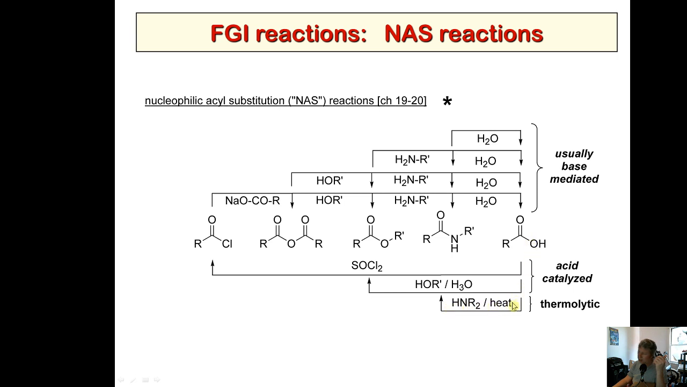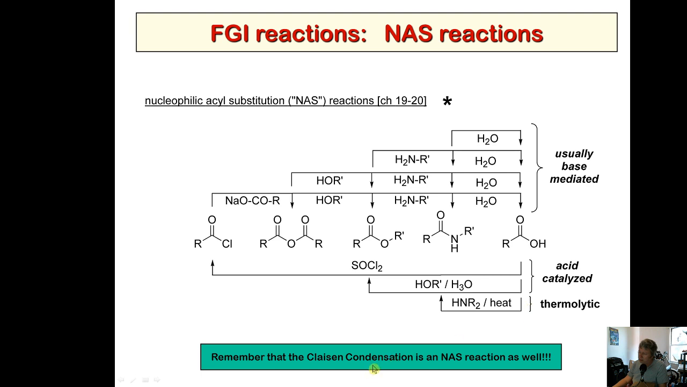You can go from a carboxylic acid to an amide with an amine, and then you've got to cook this really hot, like 200 degrees Celsius. So that's why it's thermolytic. I'm not a huge fan of thermolytic reactions because they often destroy your molecule, because you've got to cook them really hot. Okay.